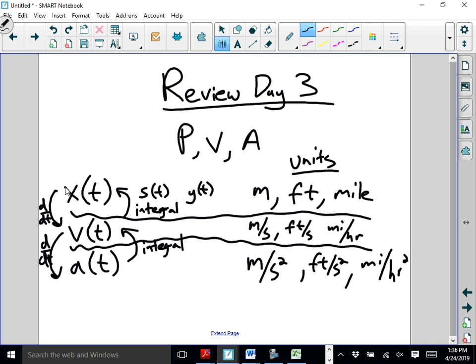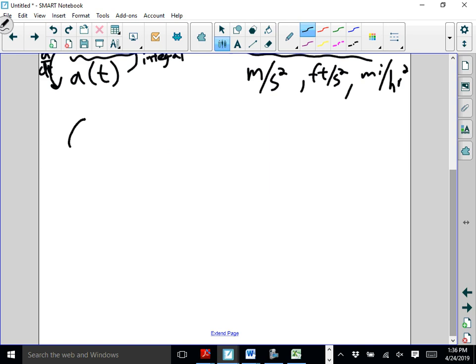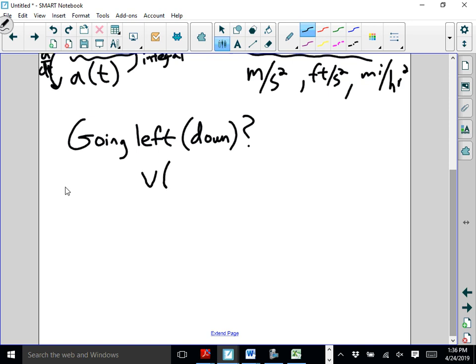Okay, next. Sometimes they ask you on what time interval is something traveling to the left? If they ask you about a direction, going left, could also be down if it's an up and down thing. How do we know when something is going left? Well, its velocity would be negative. Our velocity would be less than 0.